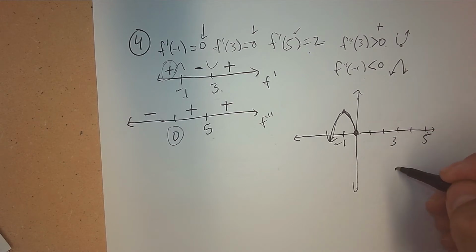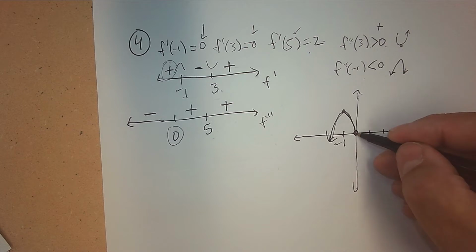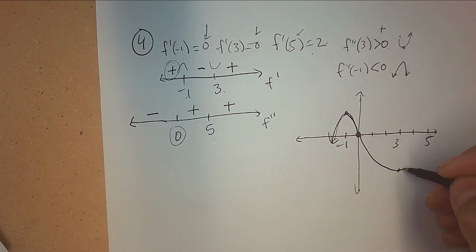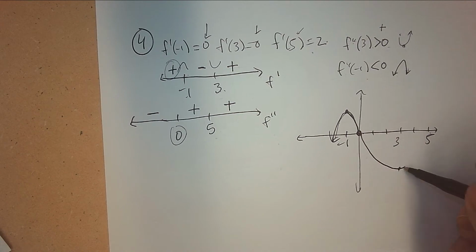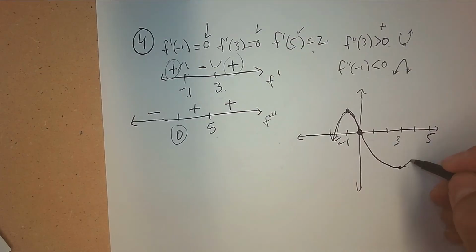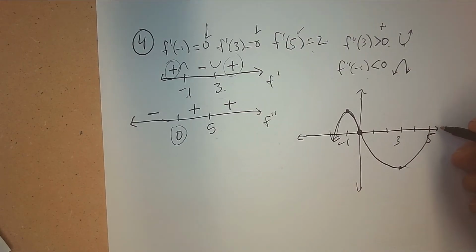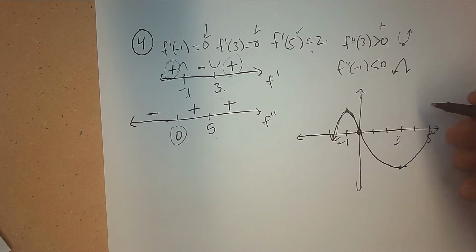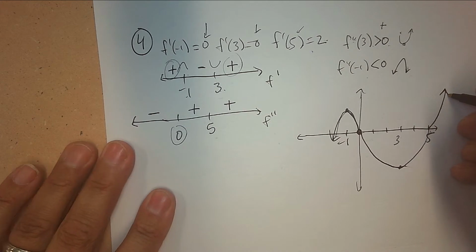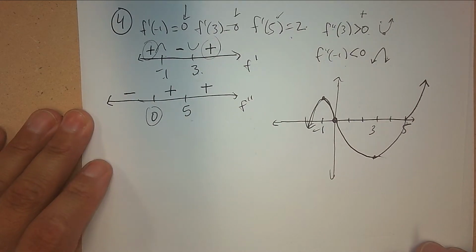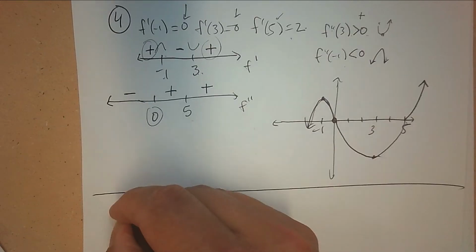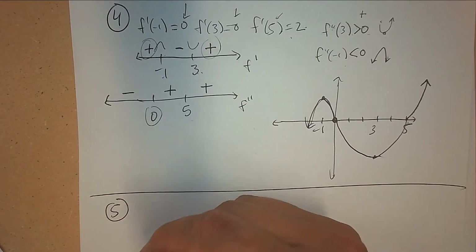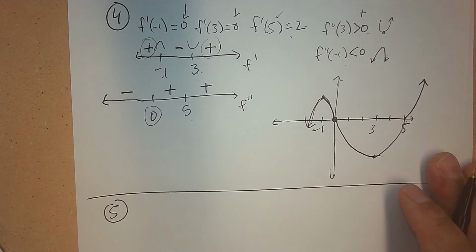And at 3, there's going to be a minimum. So concave up. And then after 3, it increases. And if you like, it says at 5, it continues to be concave up and increasing.